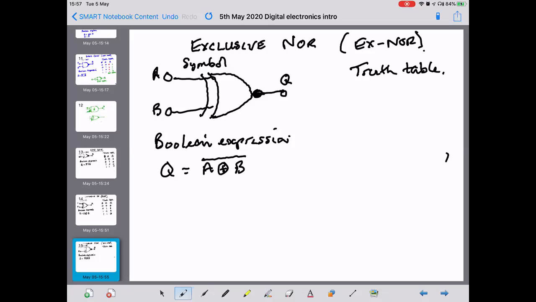And the truth table has B, A, and Q. It has the exact opposite, the inversion of the exclusive OR. So where the exclusive OR had any one in gave you a 1 out, this is any one in. Those two are there, and we get the AND and no AND. So that's the exclusive OR.